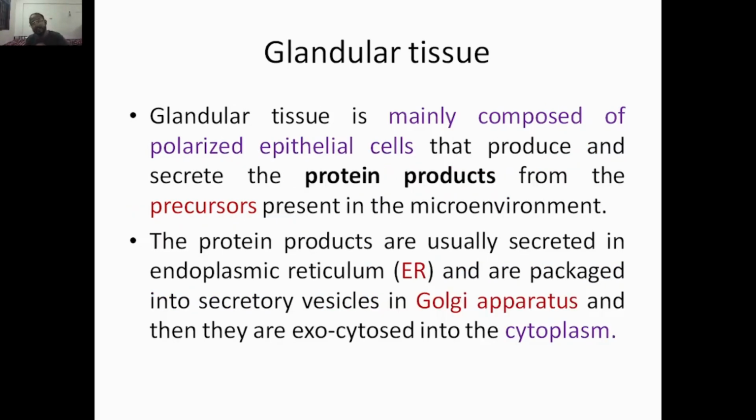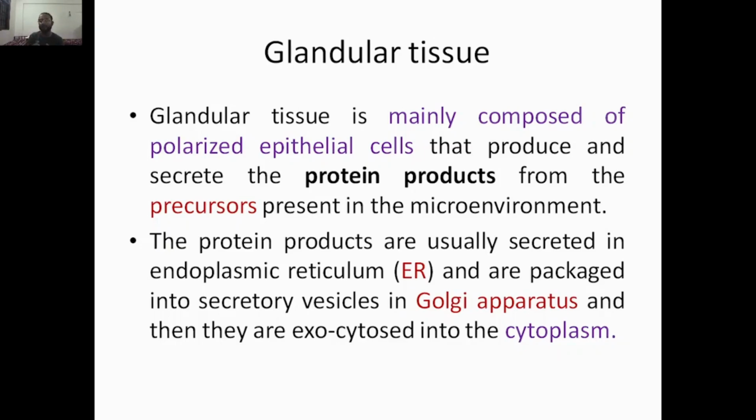Next, finally, we have the glandular tissue. Glandular tissue is mainly composed of polarized epithelial cells. Speaking of epithelial cells, we discussed them in the previous module also. They produce and secrete protein products from a precursor present in the microenvironment. Usually glandular tissues are there everywhere, and specifically they are used to produce protein products from particular precursors present in the microenvironment.